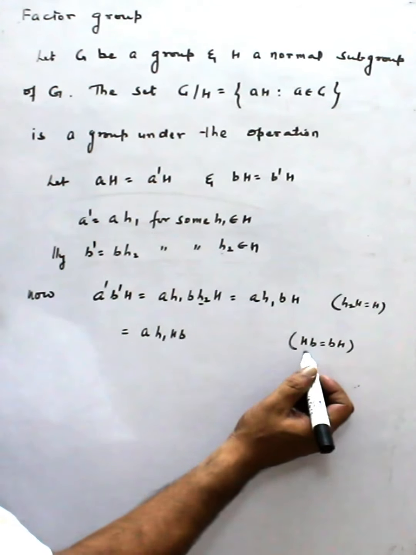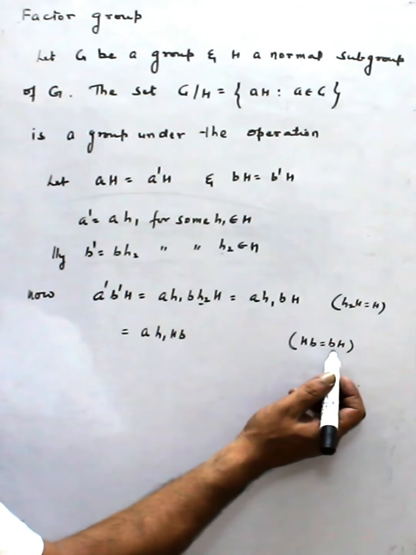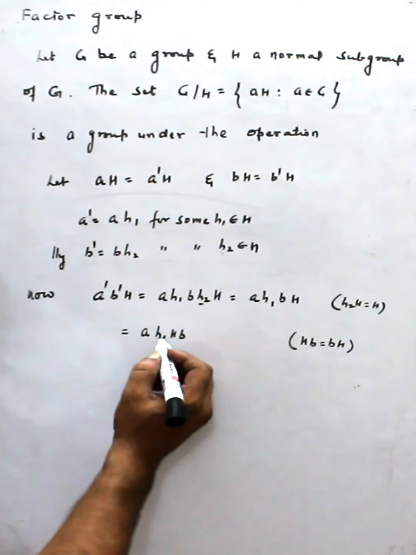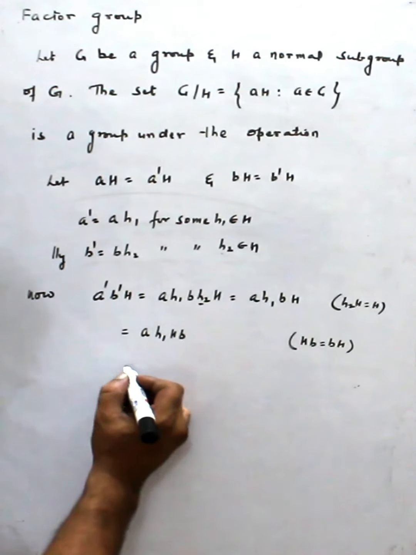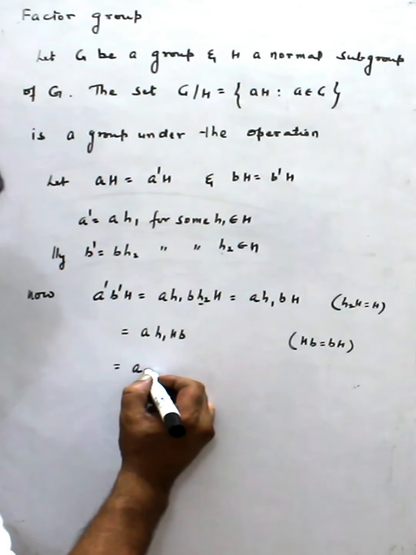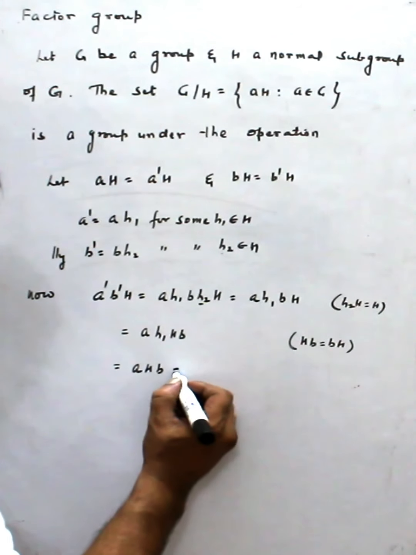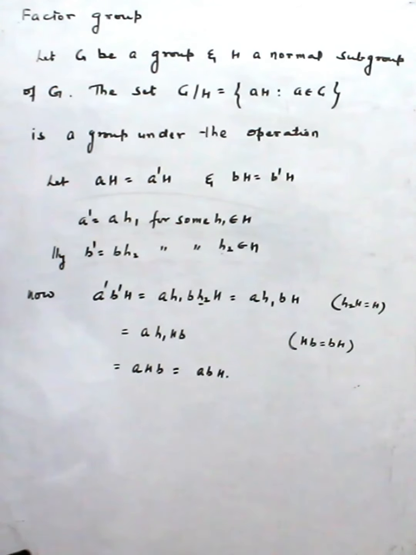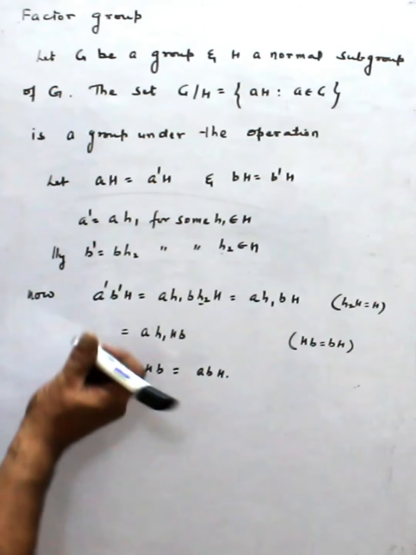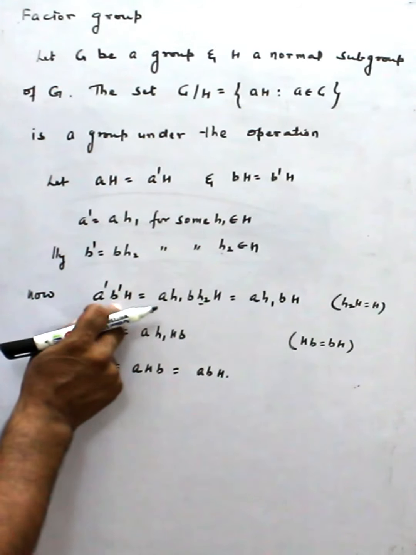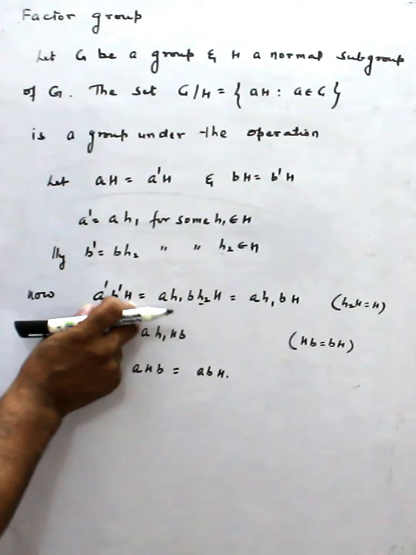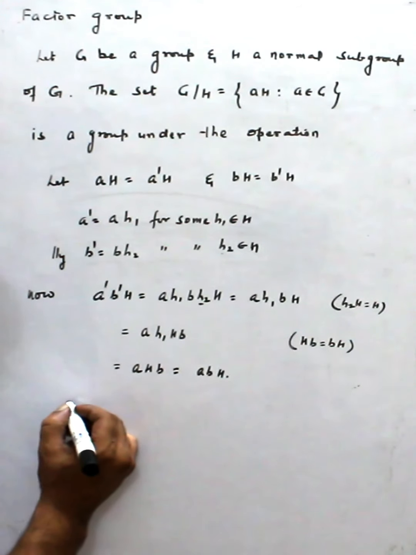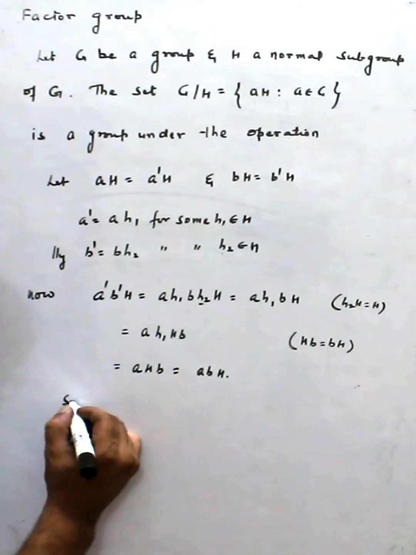H is normal, so for each b belonging to G, or any element of G, we can write left coset equal to right coset. Now this H again inserted, this I can write aHb, and again using this we can write abH. So the operation is well defined. If we take two equal elements and take the product, then the product is the same. So the operation is well defined.